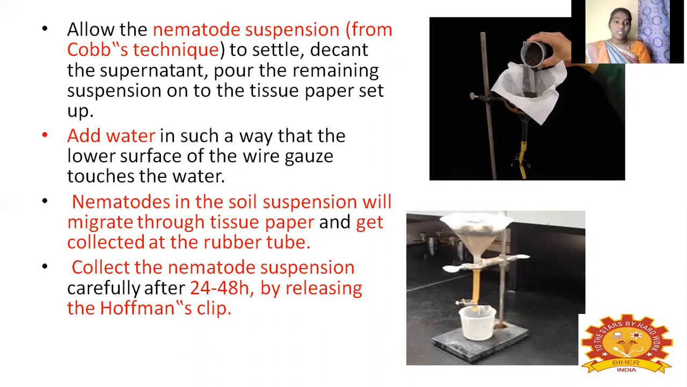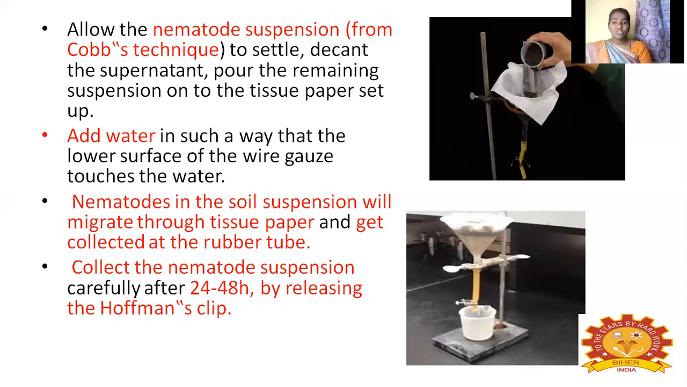So if the soil suspension is added, it will keep on moving, and the wire gauze will touch the water present in the glass funnel. And the nematodes in the soil suspension will migrate to the tissue paper and get collected at the rubber tube. So here the active nematodes, once mixed with the water, will freely move, pass through the tissue paper, and be present in the rubber tube. It means that through the glass funnel it will be collected at the end of the rubber tube.